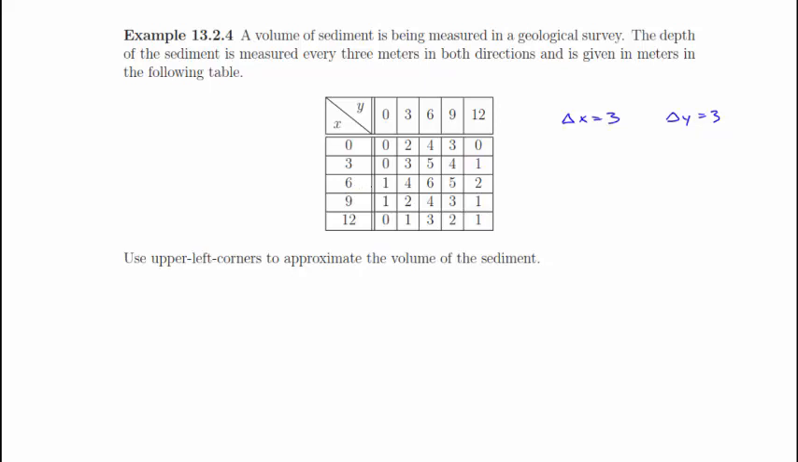Moving to x is 6, then if y is 0, the depth is 1. If y is 3, the depth is 4. If y is 6, the depth is 6. If y is 9, the depth is 5. If y is 12, the depth is 2.